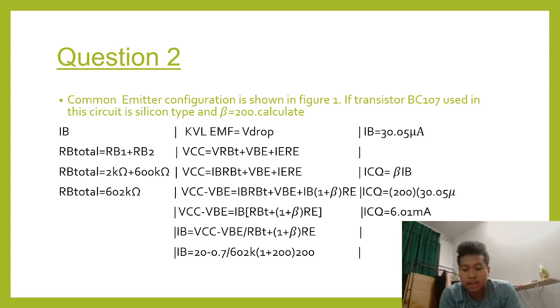For ICQ, it is beta times IB. So ICQ is equal to 100 times 30.05 micro. So the answer for ICQ is 6.01 milliampere.